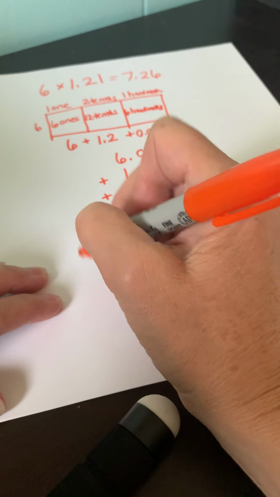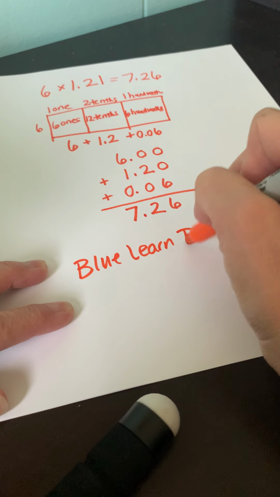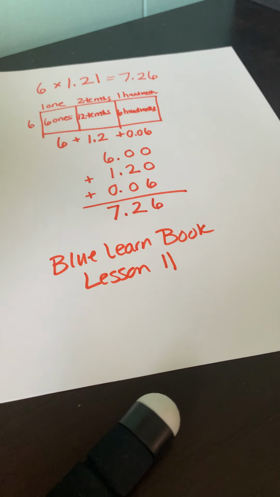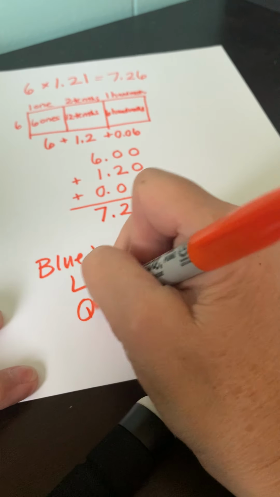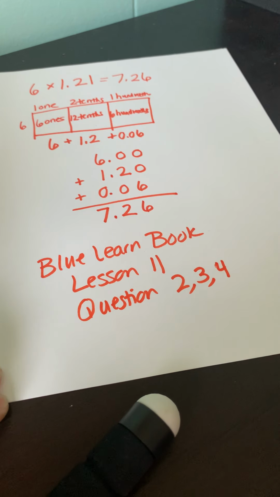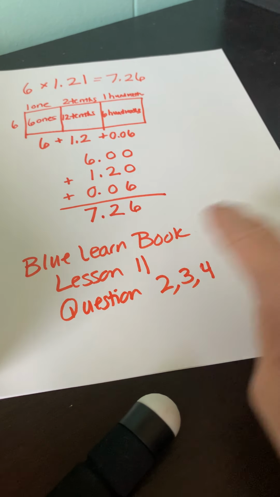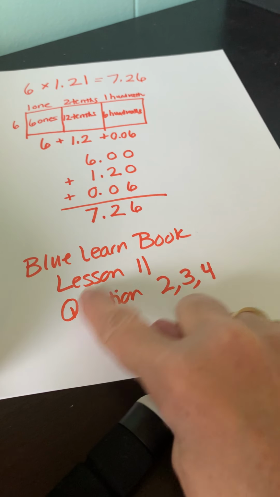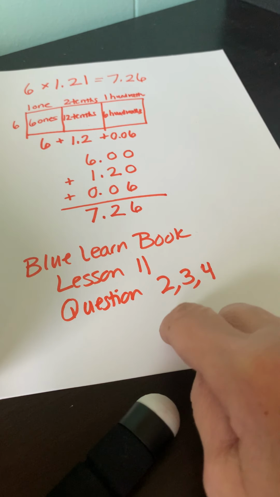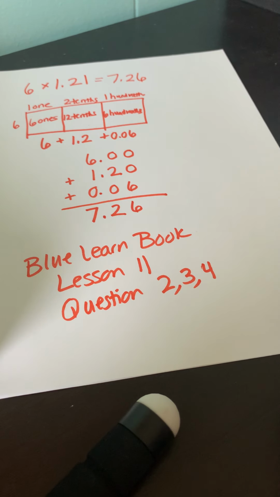All right, I want you guys to do some practice. So you are going to go to your blue Learn book, lesson 11 again. You already did question 1, so now I want you to work on question 2, 3, 4. When you finish that, you can watch my video to check your answers. So go to the blue Learn book, lesson 11, questions 2, 3, and 4. You already did question 1. When you finish, you can press play on the 4th and final video for today's math lesson.